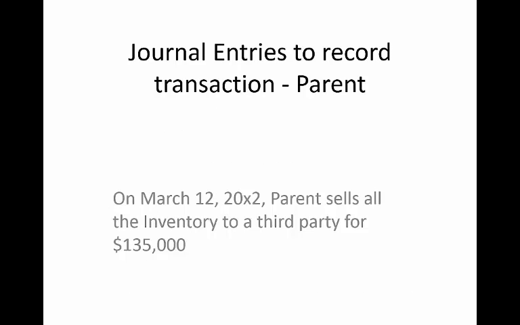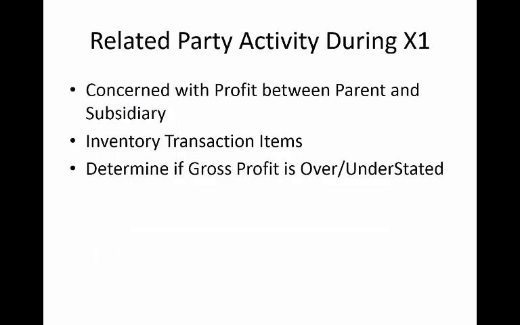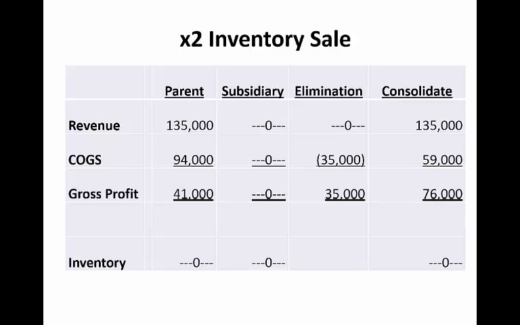Parent sells the goods to a third party for $135,000. Here are the 2 journal entries for that sale. What we know is the parent has the following information on their income statement. But what about the subsidiary? We postponed $35,000 of gross profit last year. We need to incorporate that into our consolidated numbers, and by crediting the cost of goods sold, we incorporate that number in.